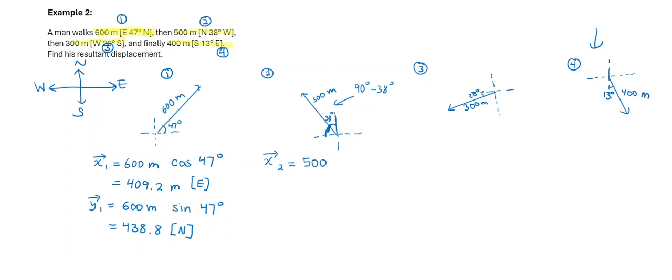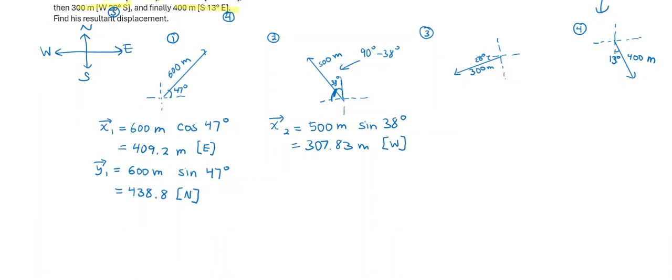So it's going to be 500 meters sine 38 degrees. And then we get 307.83 meters west. And then for y, this is also going to be flipped. So 500 meters cosine 38 degrees, which is 394 meters north.